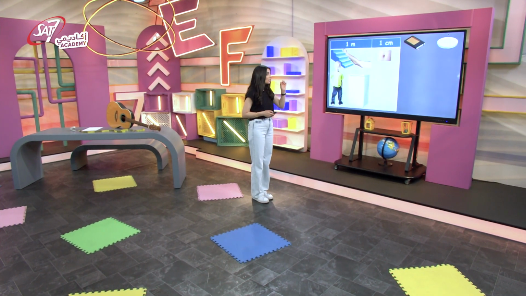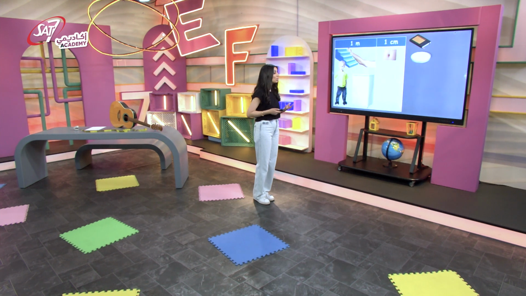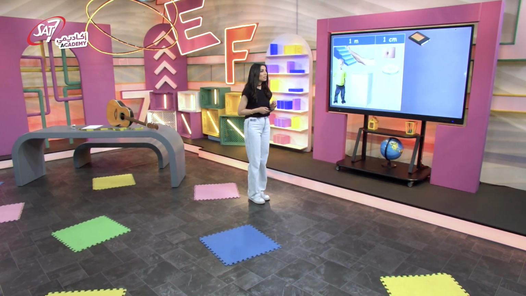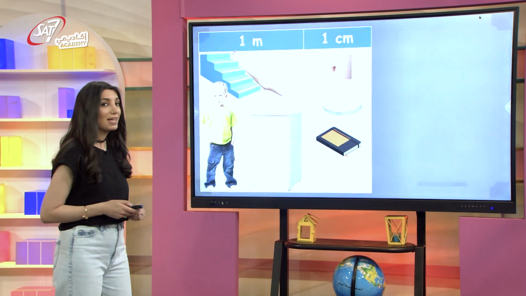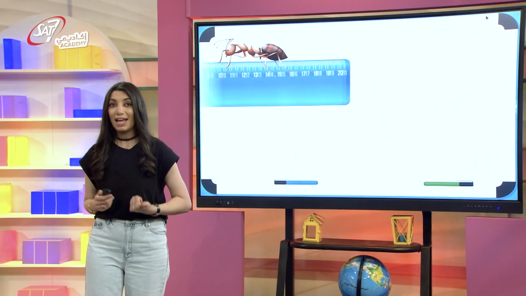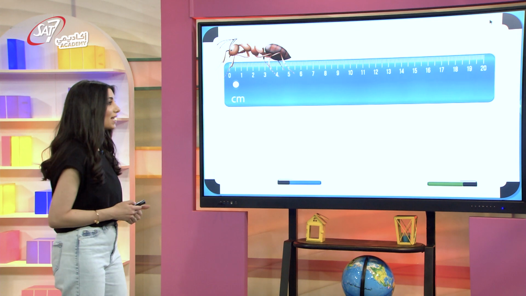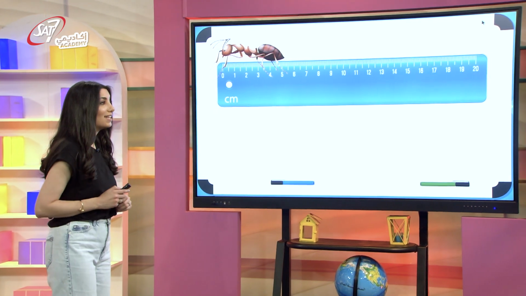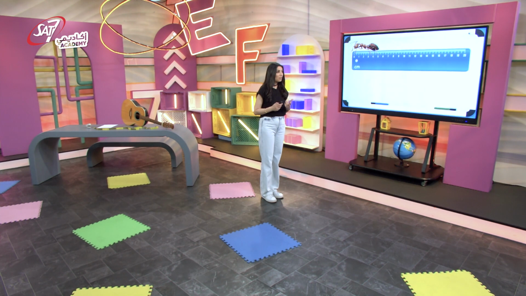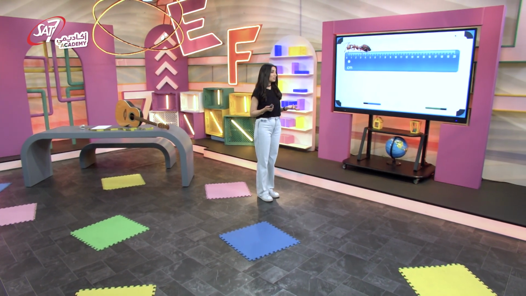Which examples are objects that are equal to 1 centimeter in length? The diameter of your belly button, the thickness of 5 CDs stacked on top of each other, and the thickness of a notebook. Let's now measure the length of an ant. How long is it? It is between 5 and 6 centimeters. It is a bit less than 5.5. We can say it is about 5.5 centimeters, but our answer would not be very accurate.